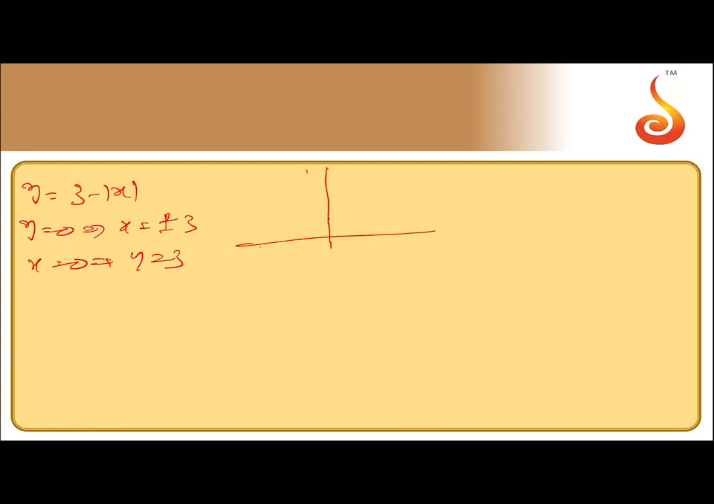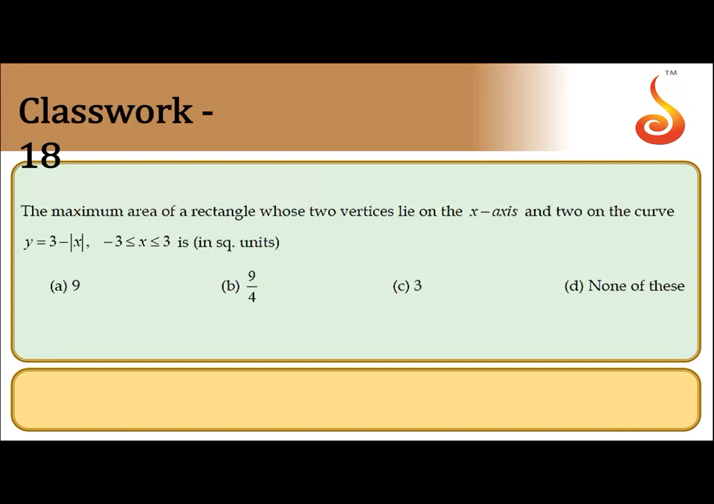So therefore, when I take this, this is 1, 2, 3, and 1, 2, 3. Therefore, this is the point 3. So this is one straight line, and this is another straight line. Yes, this is y is equal to 3 minus modulus x. And you are required to find the maximum area of the rectangle.